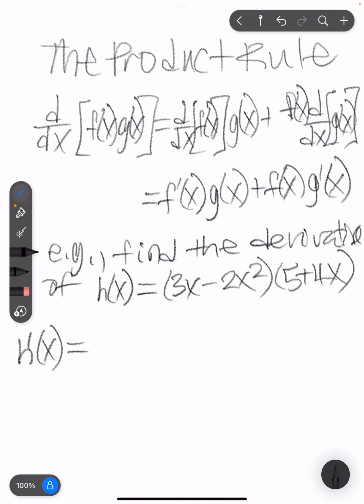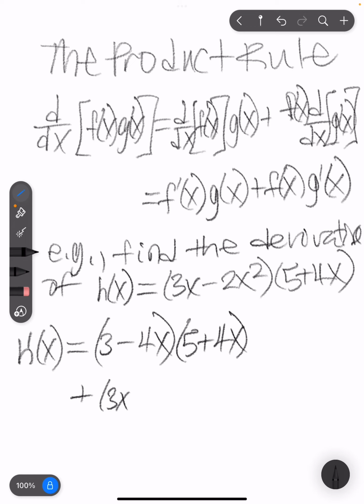see that h prime of x is going to be equal to 3 minus 4x times 5 plus 4x plus, and often it's simply fine to leave the solution like this. It's often not necessary to simplify.